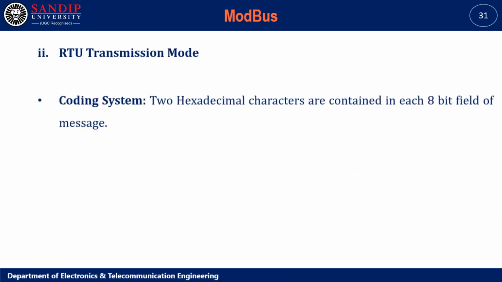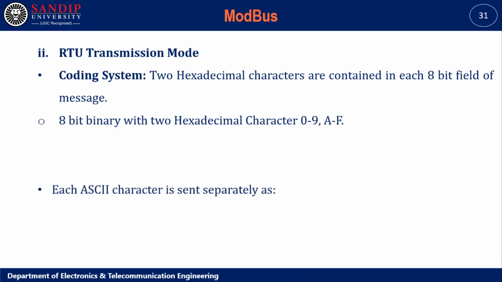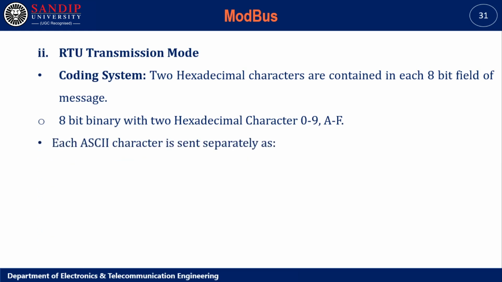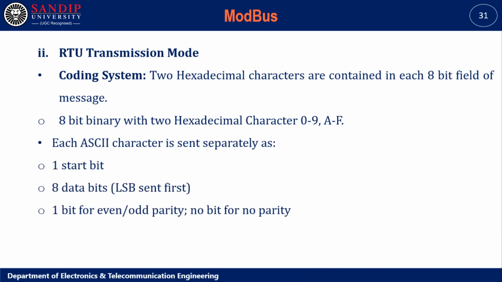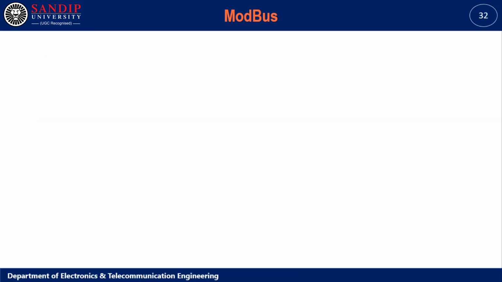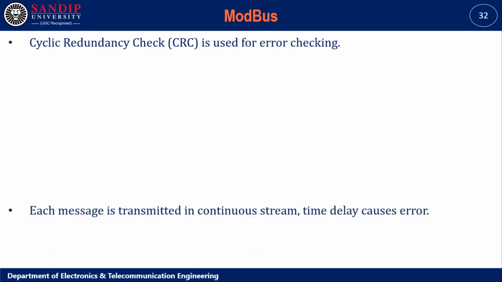Next is RTU transmission mode. Coding system: 2 hexadecimal characters are contained in each 8-bit field of the message, 8-bit binary with 2 hexadecimal characters 0 to 9 and A to F. Each character is sent separately as 1 start bit, 8 data bits with LSB sent first, 1 bit for even or odd parity, no bit for no parity, 1 stop bit if parity is used, 2 bits if no parity is used. Cyclic redundancy check, that is CRC, is used for error checking.